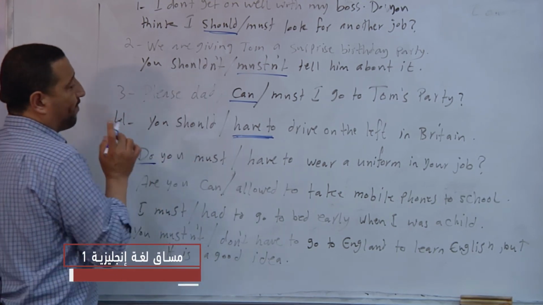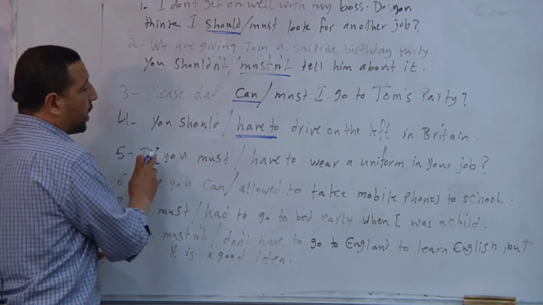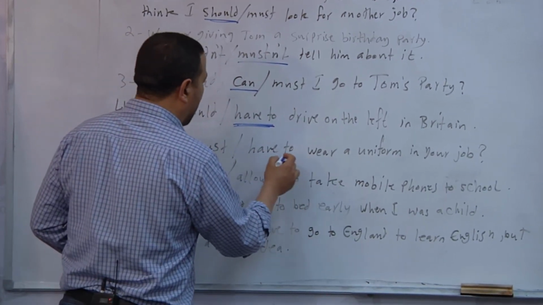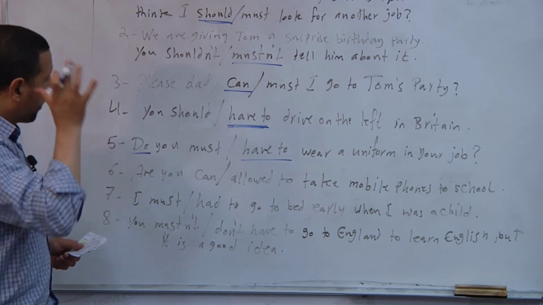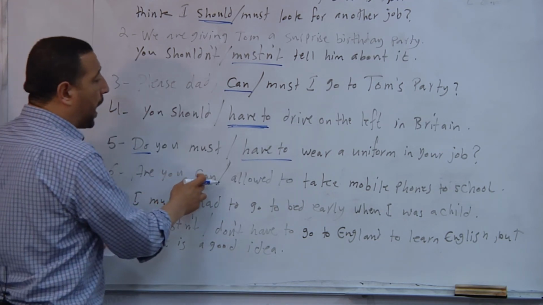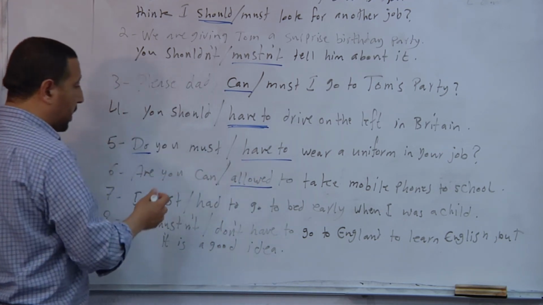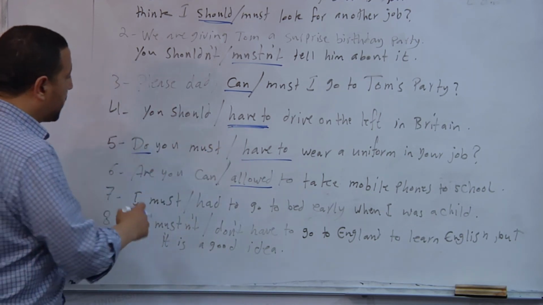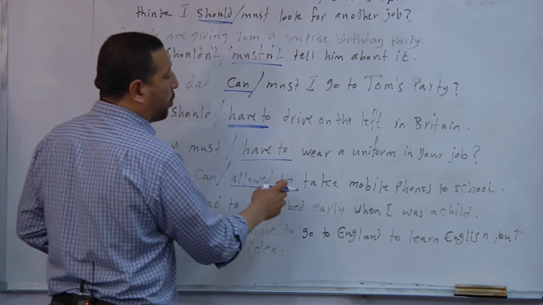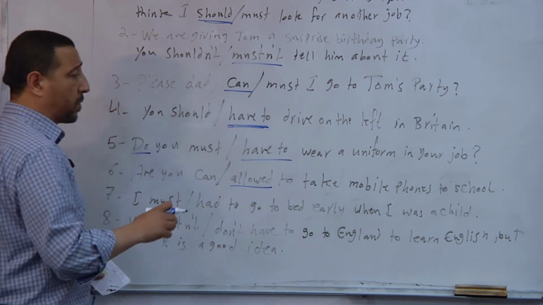Do you must? Do you have to? Automatically, when we say do you have to wear a uniform in a job, we cannot say do you must, okay? Are you can or are you allowed? It is are you allowed, because we cannot say are you can. No, we can say can you? So are you allowed to take mobile phones to school?